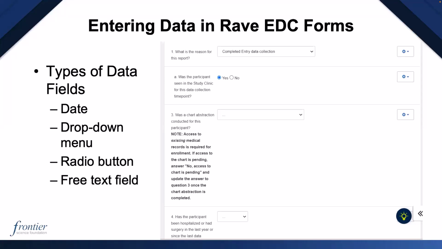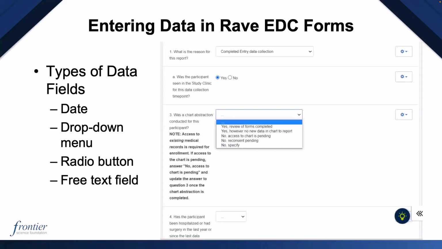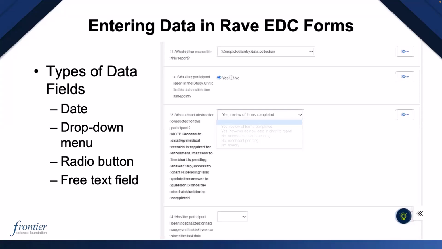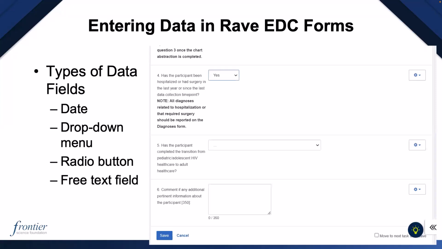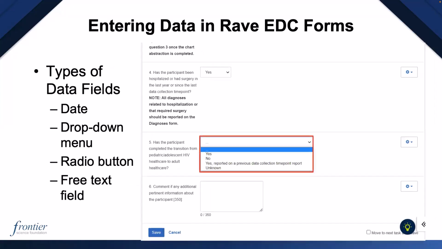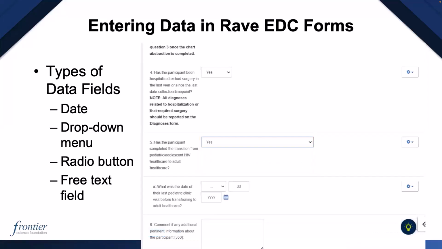We get to question 3, was chart abstraction conducted? Again, we have another drop-down menu. And we're going to say yes, the review of forms was completed. Question 4, has the participant been hospitalized? We say yes. And question 5, has the participant completed transition to adult health care? We're going to say yes.